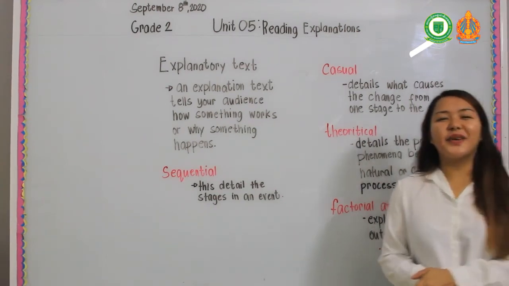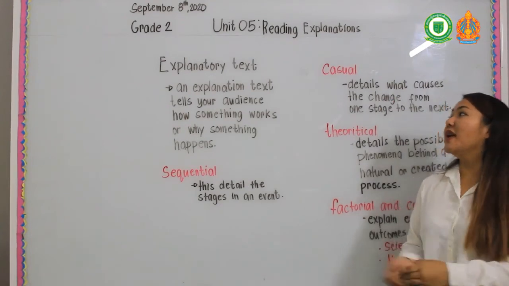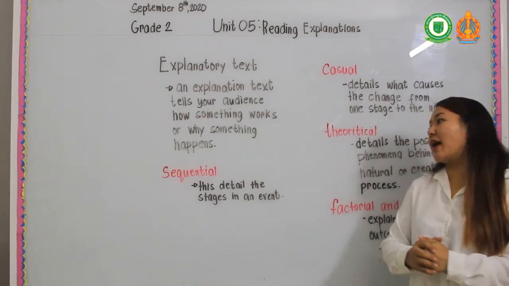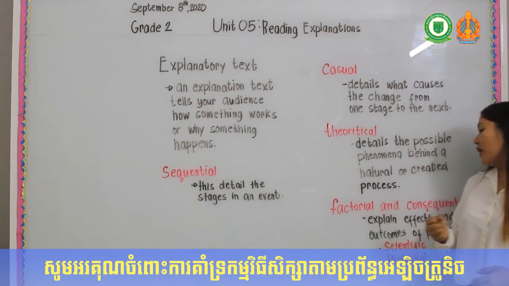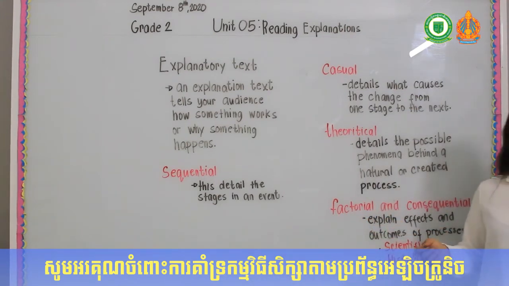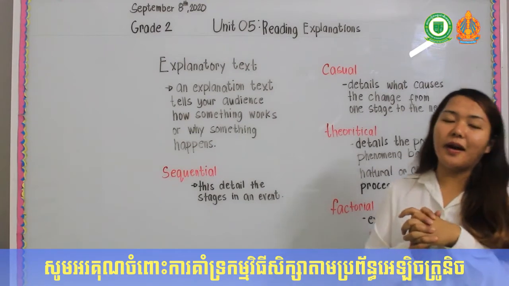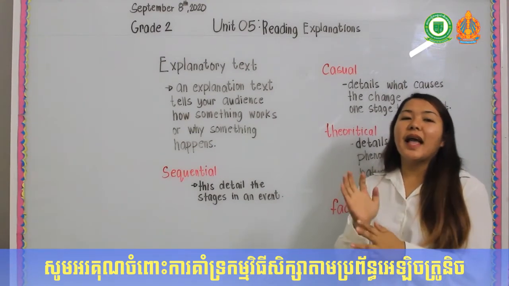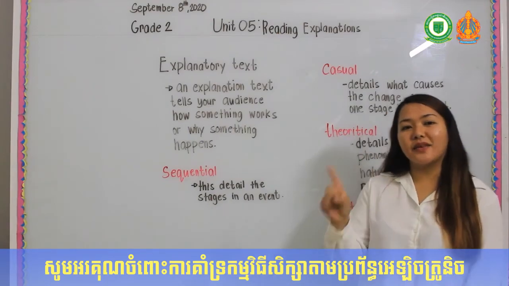Okay, so that's a lot for you today, kids, I think, for presentation number 1. So that's your explanation text. You have your sequential, causal, theoretical, factorial, and consequential. And under this, we have your scientific and historical. So that's it, kids, for your presentation number 1. After watching the video, tell me, and then I'll give you task 1.